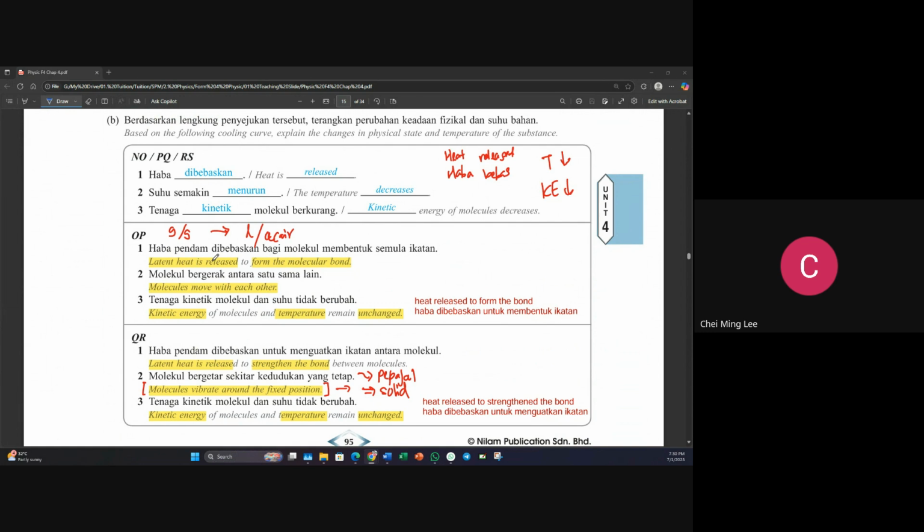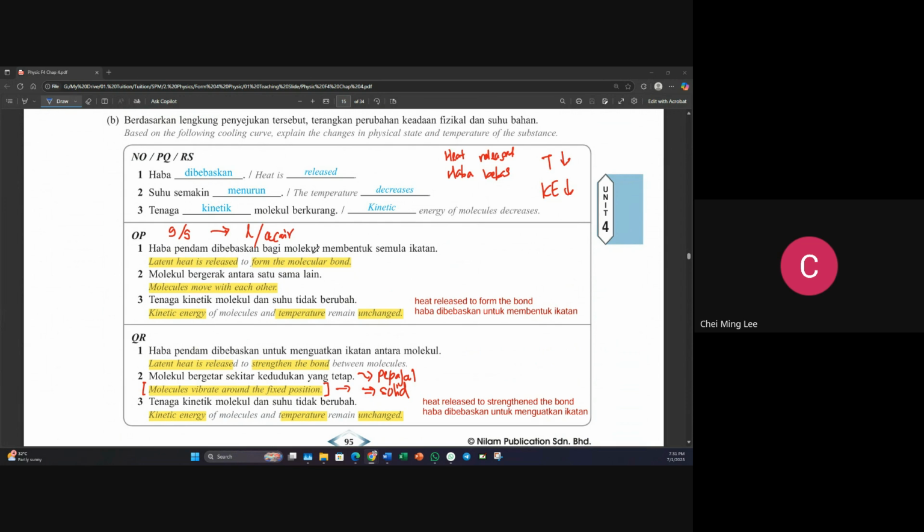So the latent heat is released to form molecular bonds, and the molecules will move with each other, and the kinetic energy of the molecules and temperature remain unchanged because the heat released is used to form the bond. And then why does the temperature remain unchanged? Because it has been compensated by the heat release.